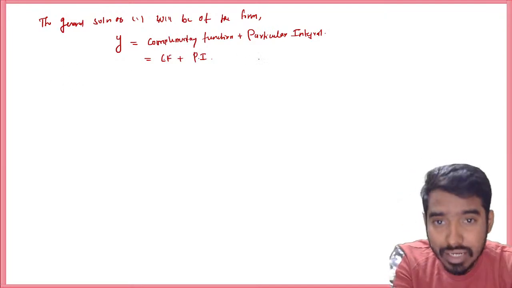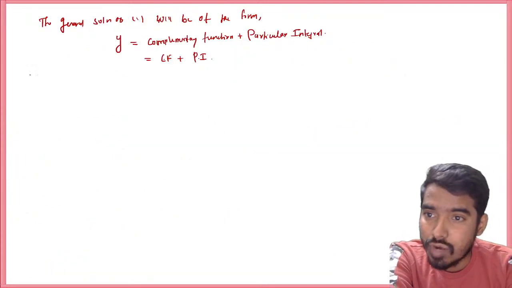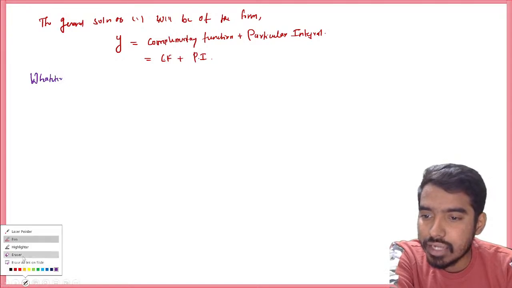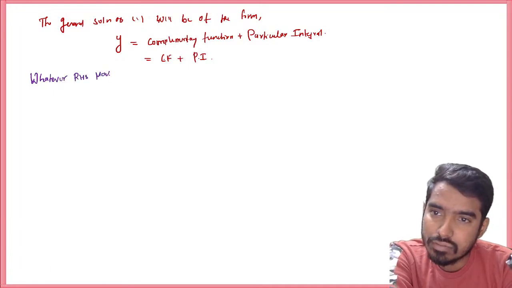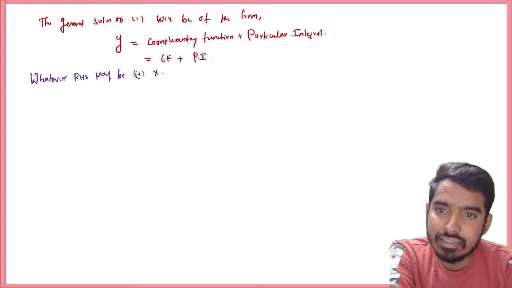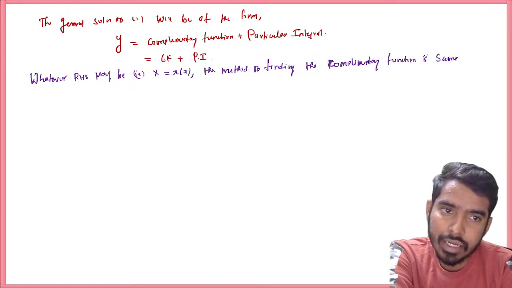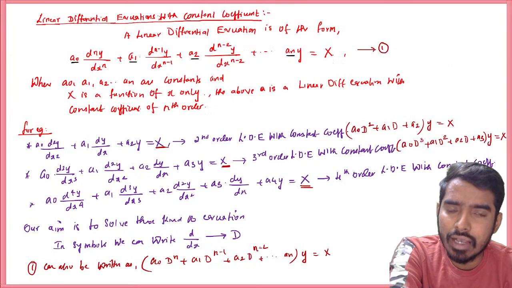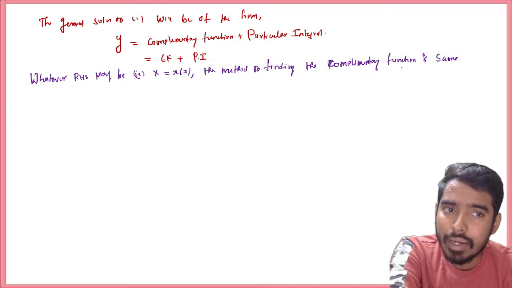For all x, whatever the RHS may be, the method of finding the complementary function is the same for all. The RHS is a function of x. Whatever the RHS may be, it can be sin x, it can be cos x, or it can be e power 2x, or it can be x into e power 2x, the method of finding the complementary function is the same.